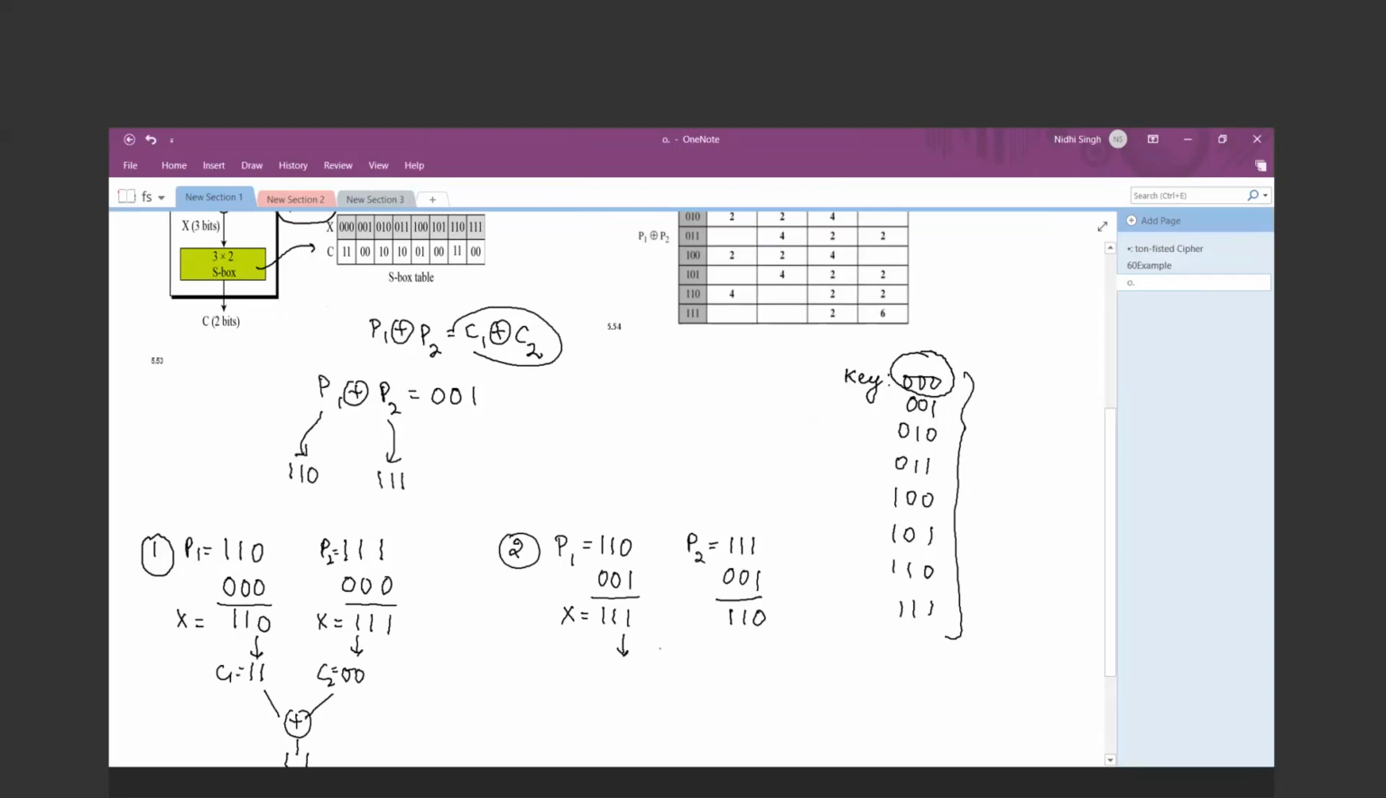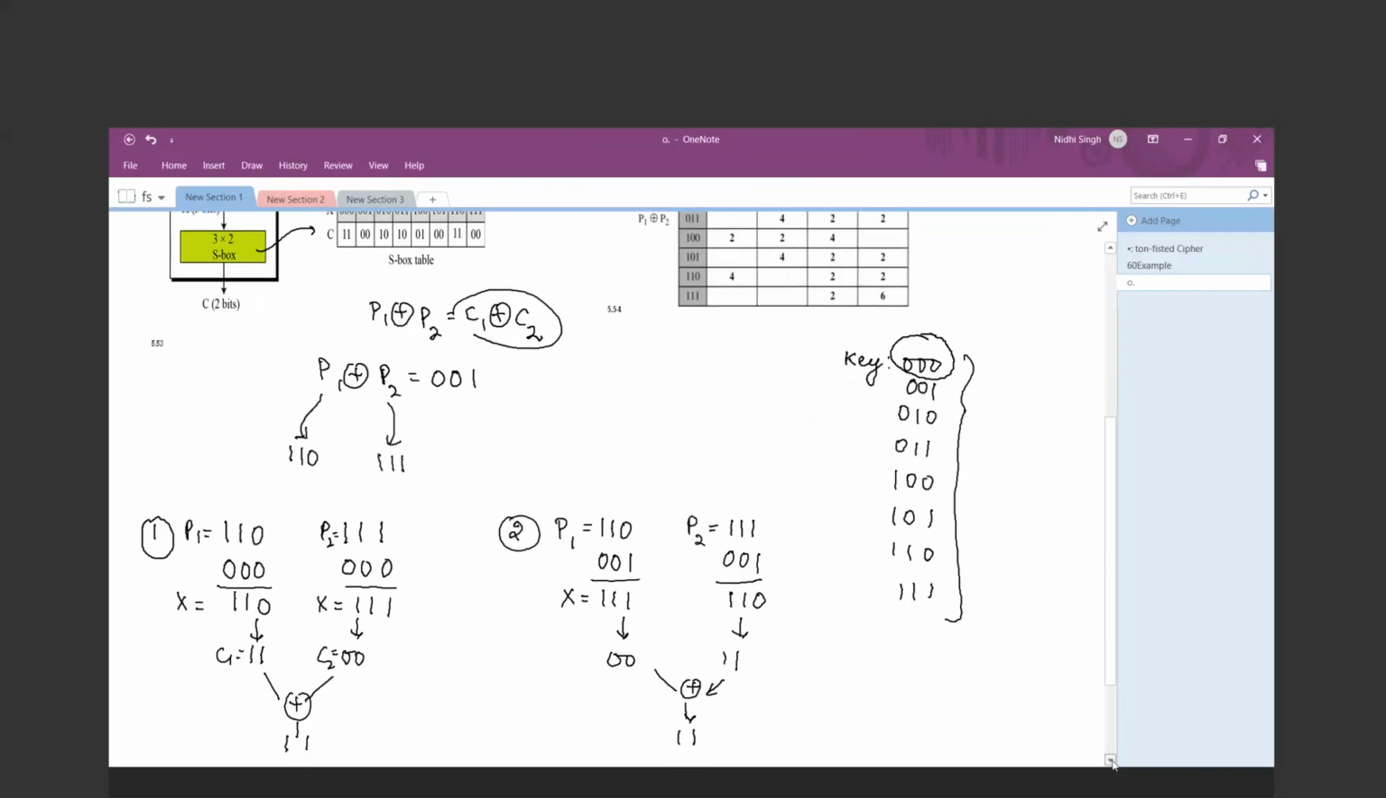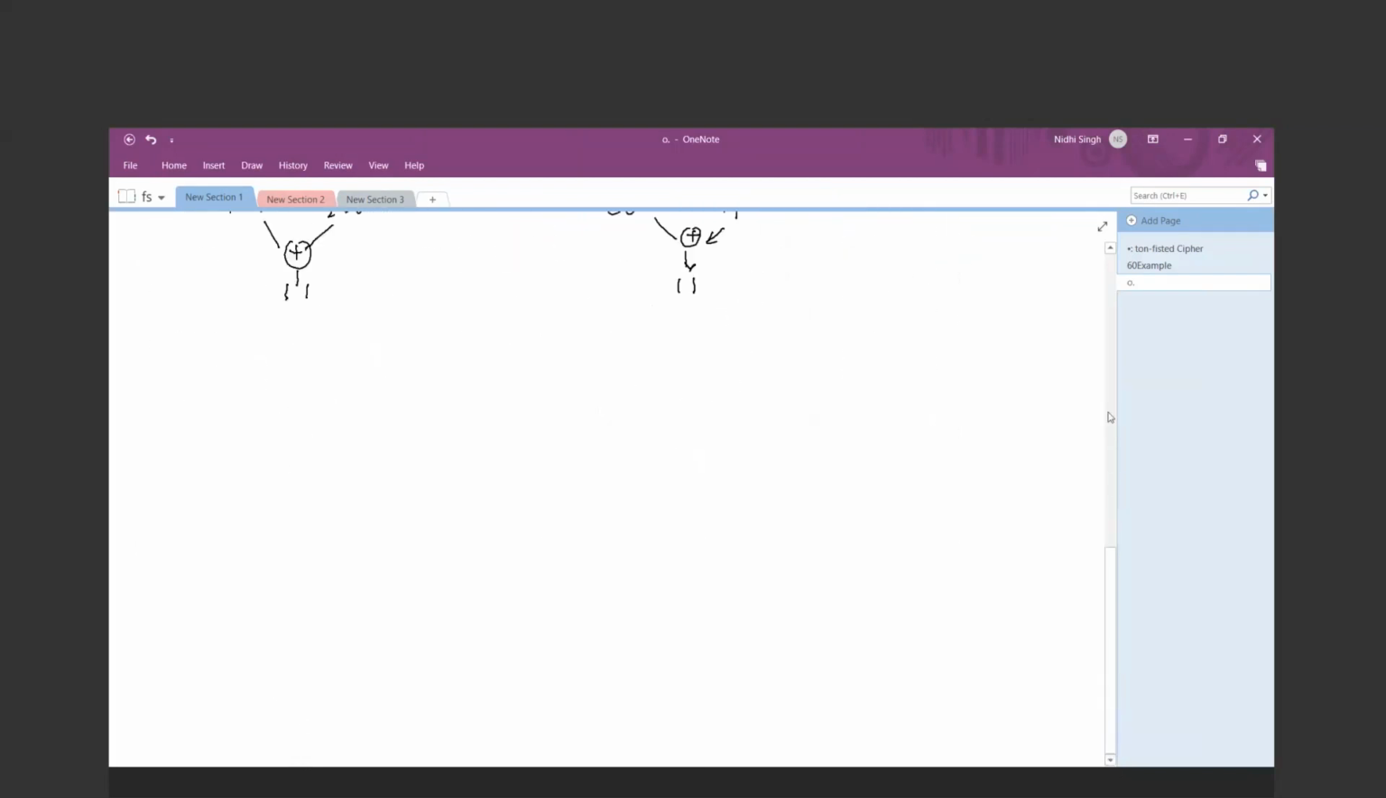What is my S table value? For 111 it is 00. For 110, look here, what is 110? That is 11. Now C1 XOR C2 will give you again 11. Okay, so let me check it for the second one as well.